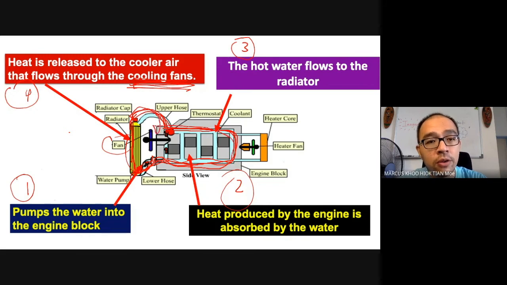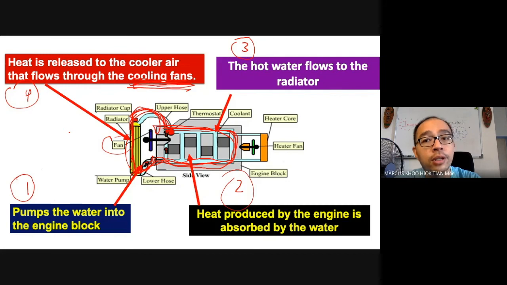Hot water flows out, cooled down by the fan, and so on. Okay, the way I explain it is a bit like this, but this is how it works. Pump the water in the engine block. Heat produced is absorbed by water. Hot water flows in the radiator. Heat is released through the cooler air. Okay, that flows through the cooling fans.